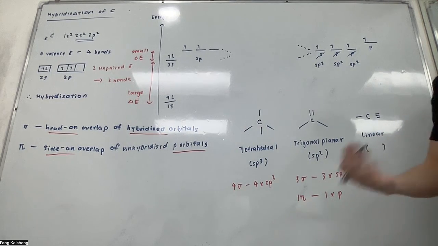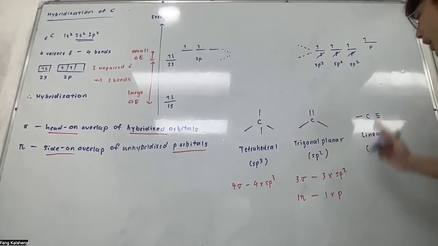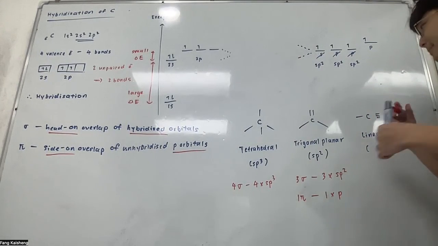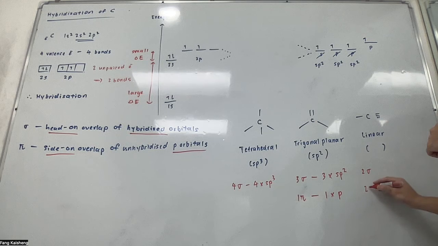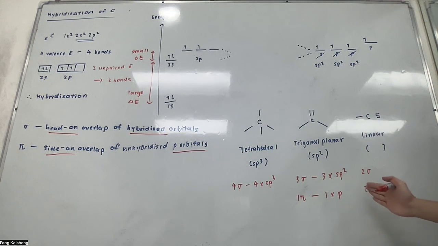So having a linear shape, again, what hybridization is this? You might be able to guess, but let's just see how this works. First of all, let's identify the same stuff. How many sigma? How many pi? Good, 2 sigma and 2 pi. Remember, a triple bond is made out of 1 sigma and 2 pi. So this is 2 sigma and 2 pi. Now we have a linear shaped carbon. Let's look at our breakdown first. Linear is made out of 2 sigma and 2 pi.